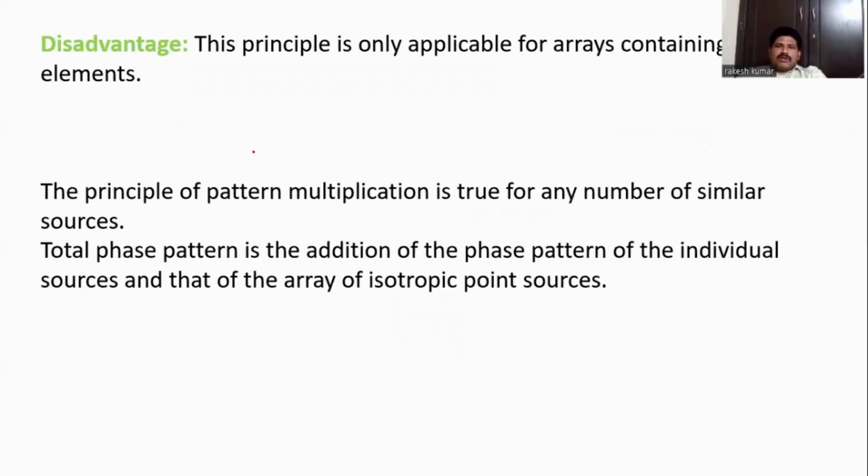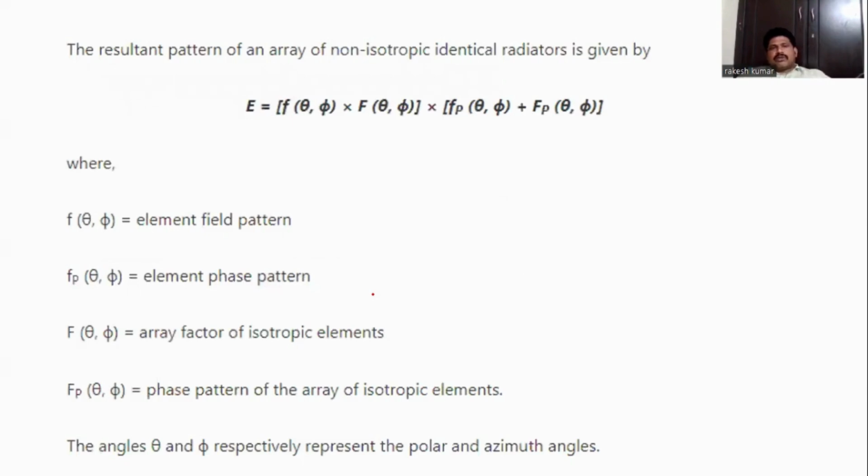What is the disadvantage? The principle is only applicable to arrays containing only identical elements. If the elements are not identical, then we cannot go for pattern multiplication. It is only for similar sources. The total phase pattern is the addition of the phase pattern of individual sources and that of the array of isotropic point sources.